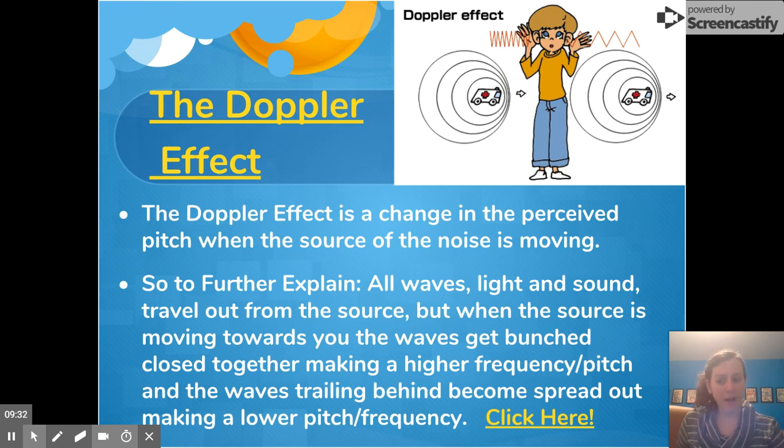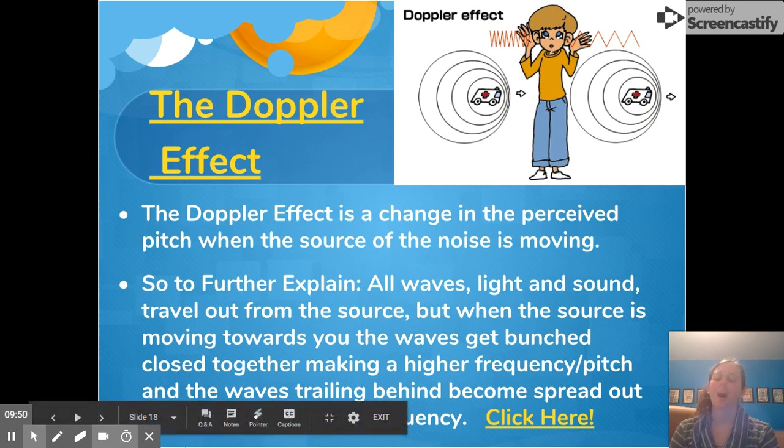Okay, the Doppler effect. I will read this while you fill in your blanks. The Doppler effect is a change in the perceived pitch when the source of the noise is moving. In the next video, we will further discuss the Doppler effect.